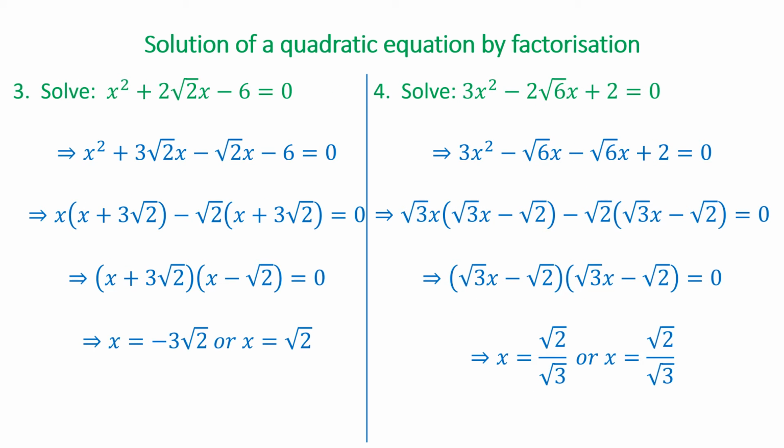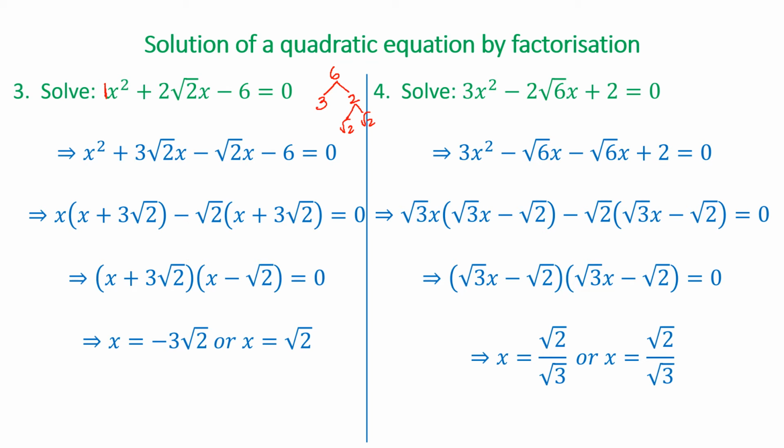So the third question: x squared plus 2 root 2x minus 6 is equal to 0. I want to solve this using factorization. Again over here you can see that the coefficient of x squared is 1 and the constant term is 6. So I multiply 6 with 1 to get 6, and I have to find the factors of 6. 6 is going to be equal to 3 into 2. But my 2 can also be written as root 2 into root 2.